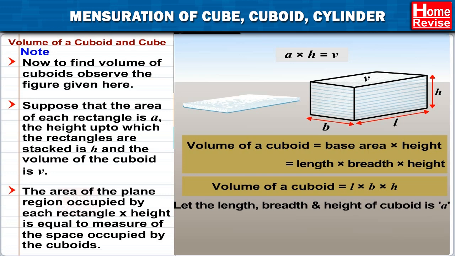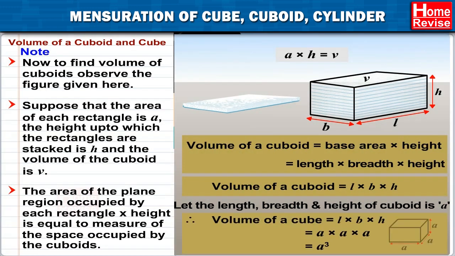Let the length, breadth and height of the cube be a. Therefore, volume of a cube is equal to L × B × H, which is equal to a × a × a, which is equal to a cube, since all sides of a cube are equal.